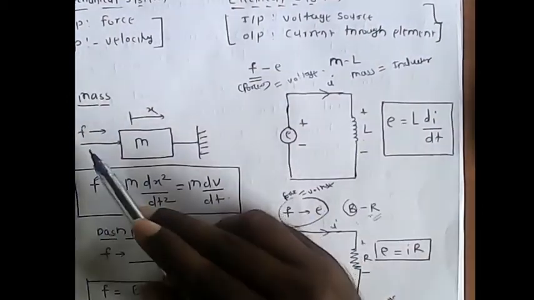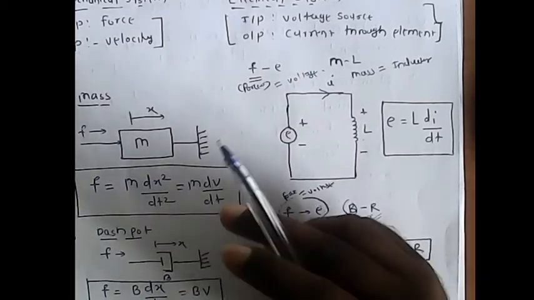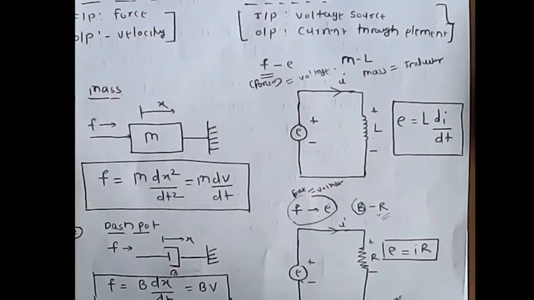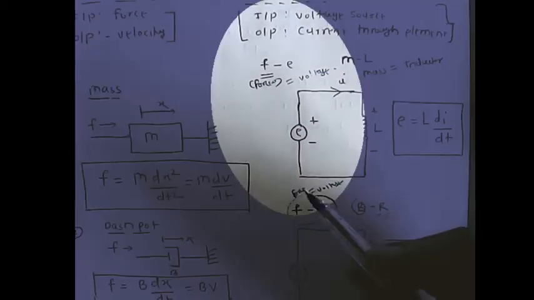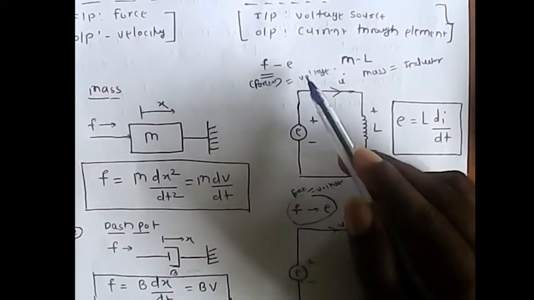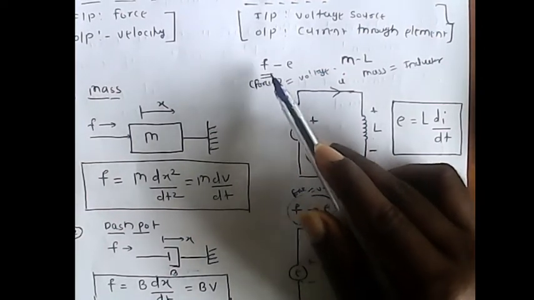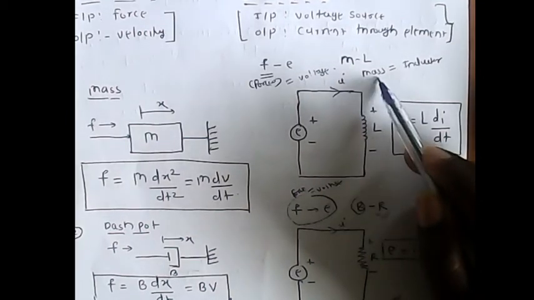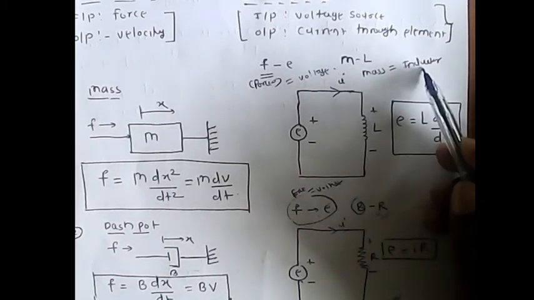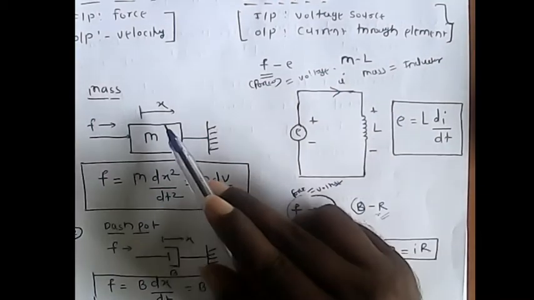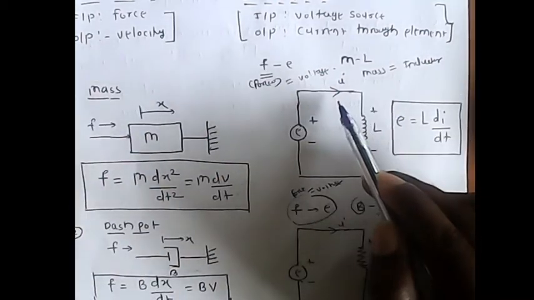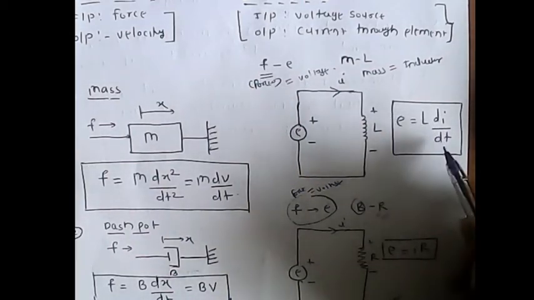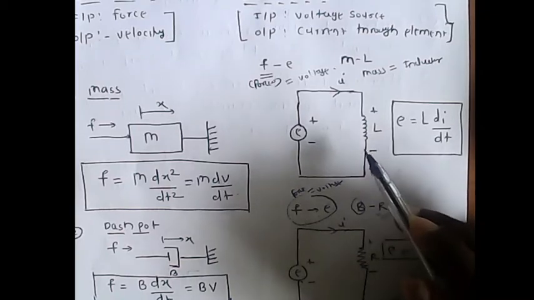So how to map this into an electrical system? When the translation mechanical system is converted into an electrical system, force is mapped into voltage, denoted by F equal to E, or F equal to V, and mass is mapped into the inductor. The displacement, that is x, is mapped into the current flowing through this element. So E equal to L di by dt. This is the equation for this circuit.